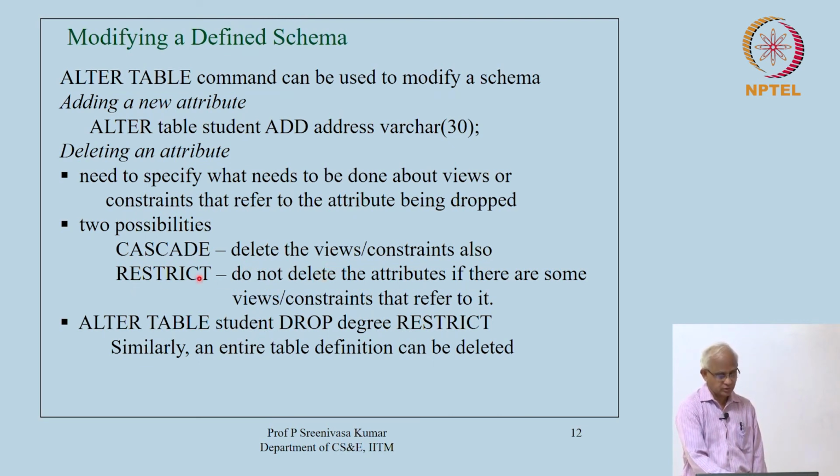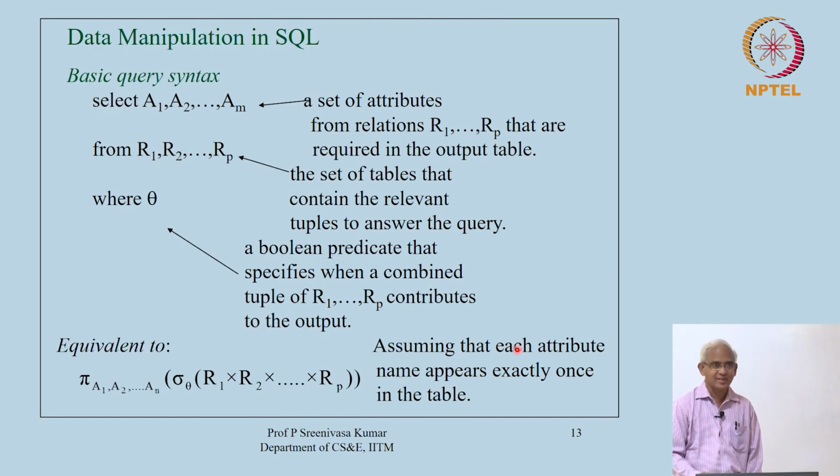So, this is a safer option, restrict. The system will prompt you back saying that it is being used somewhere and do you really want to drop it. So, the command is alter table student drop degree restrict, if you want to drop some attribute, and I am dropping an important attribute. Of course, similarly an entire table definition can also be deleted. I have anyway in some sense reached a logical point where we can take up this discussion about the important, very nice features of SQL. So, we will start doing it in the next class.